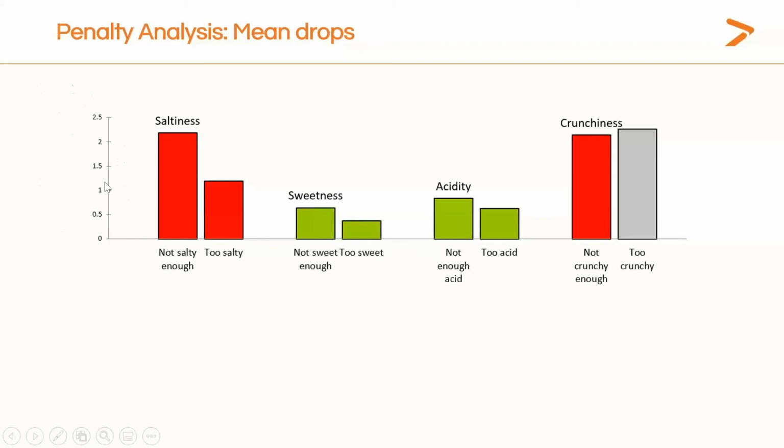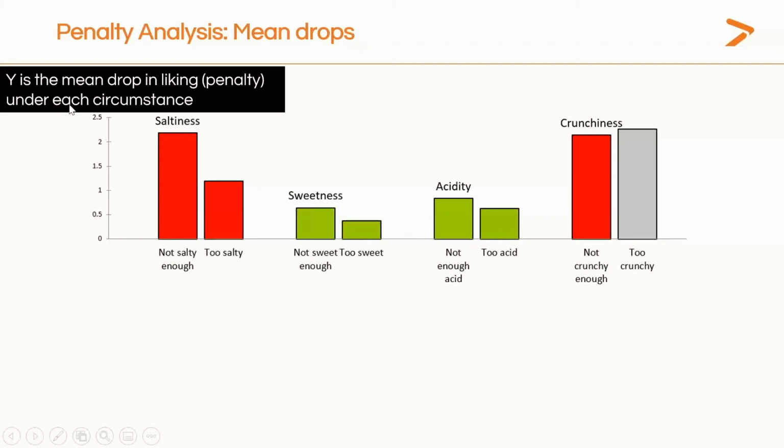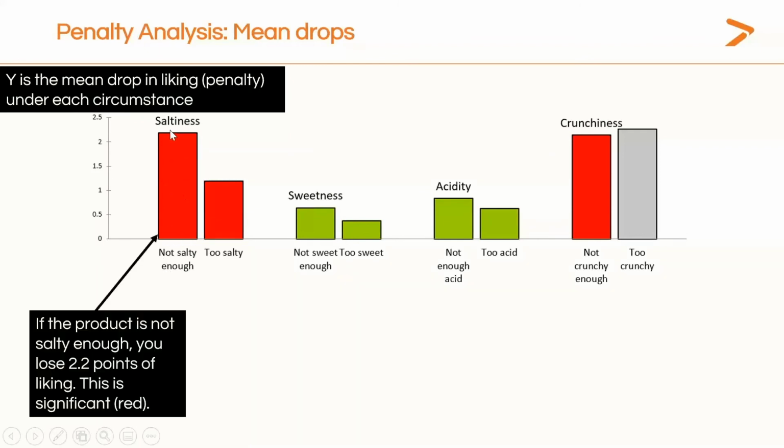What does the Y variable refer to? This is the mean drop in liking, or the penalty, under each circumstance. So it's very straightforward. Let me focus on this one. If the product is not salty enough, then you lose 2.2 points of liking. And the red color means that this is significant. So those 2.2 points of liking are significant. There's a statistical test behind.